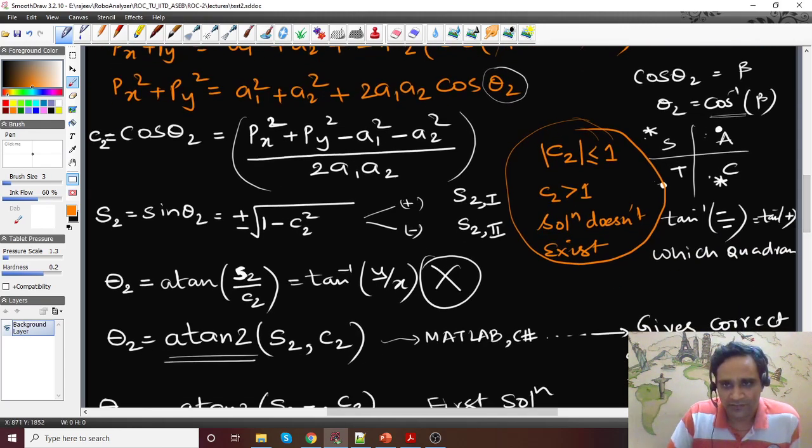So what it also means is, if I have my coordinate frame and my a1 and a2 are small, and I can't reach this point Px Py, if I give a value of Px Py much more than the a1 a2 combination, you will not get a C2 value less than 1. It will be more than 1. You can try it out. So that means this is outside the reachable workspace.